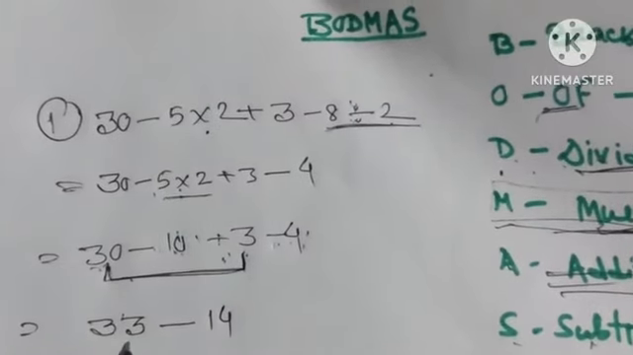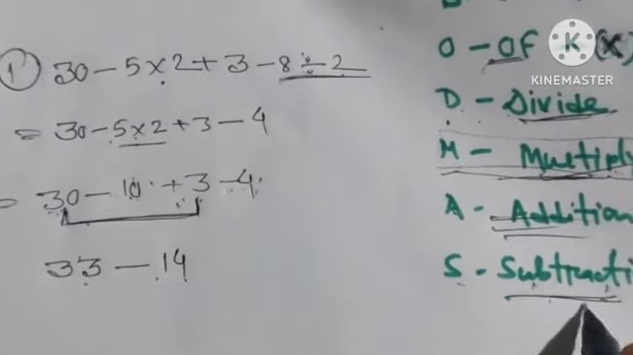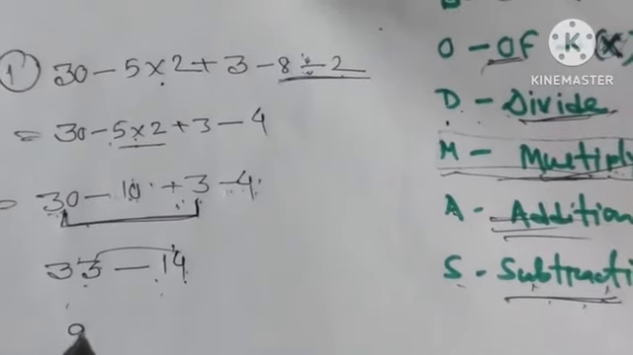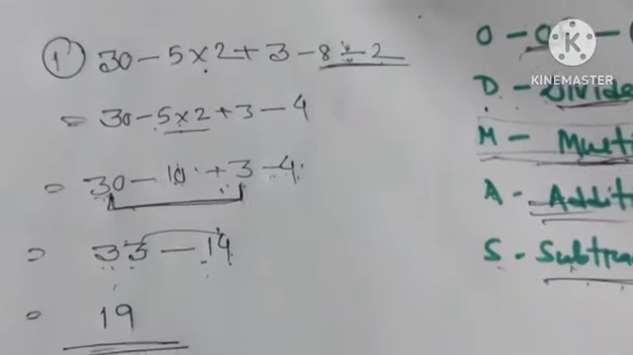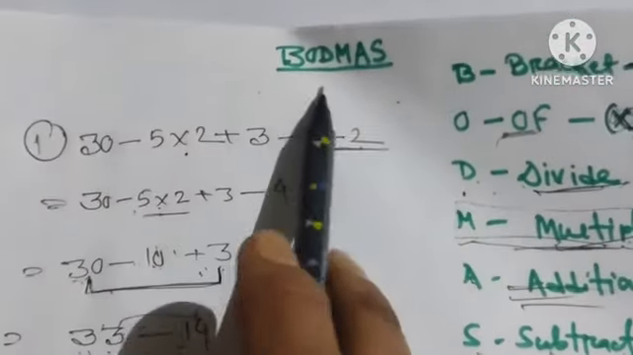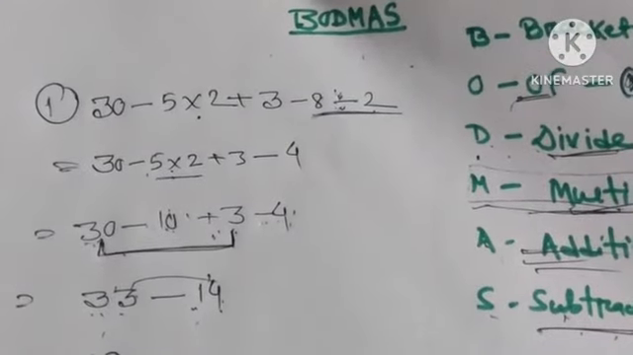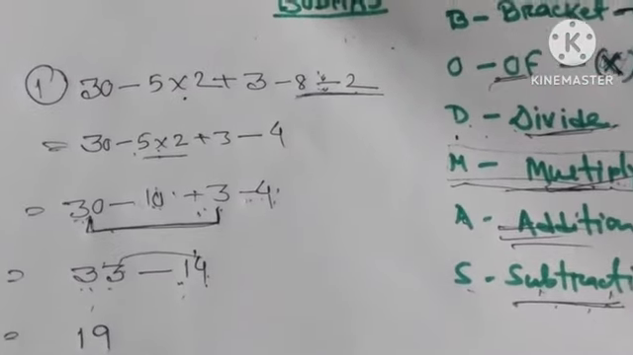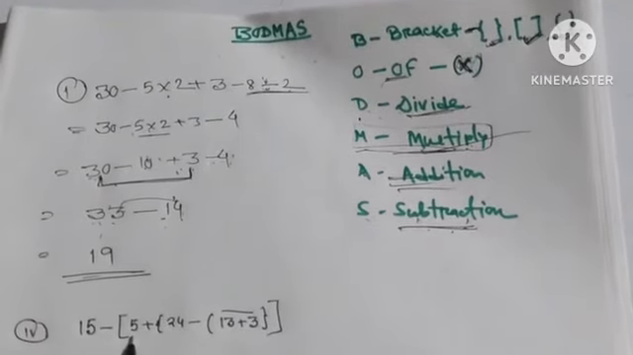So 33 minus 14, then we go to the last step, which is subtraction. The last step, 33 minus 14, is 19. That means our answer is 19. So in these types, we use the BODMAS rule. With the help of this rule, we can solve any type of simplification.